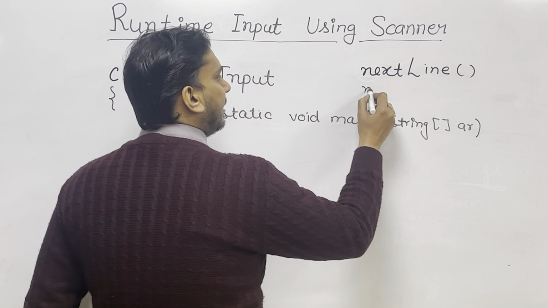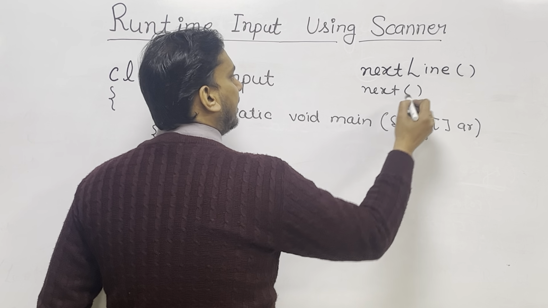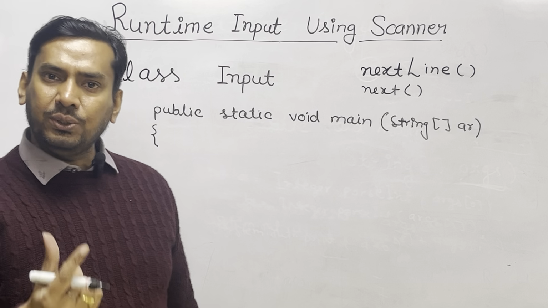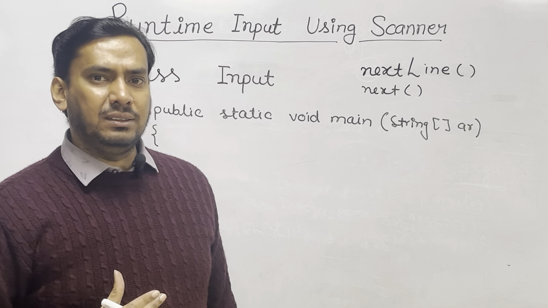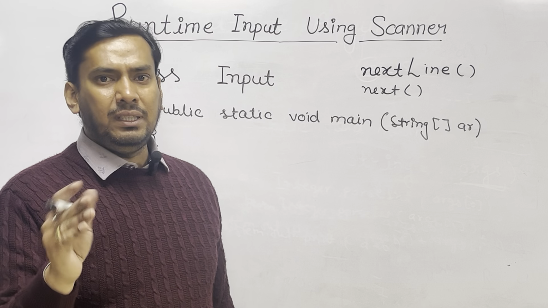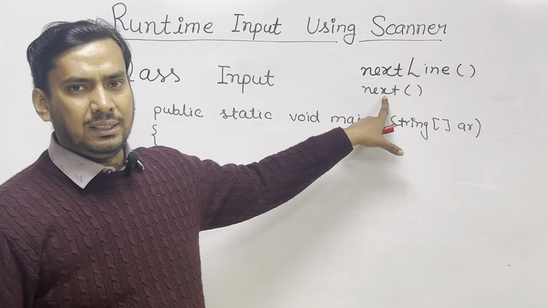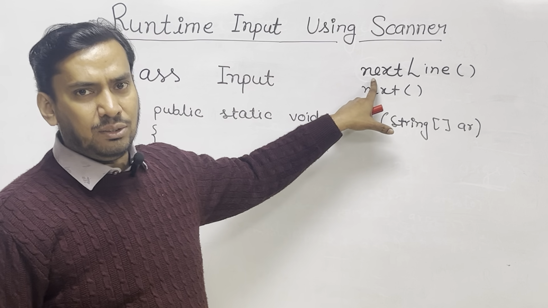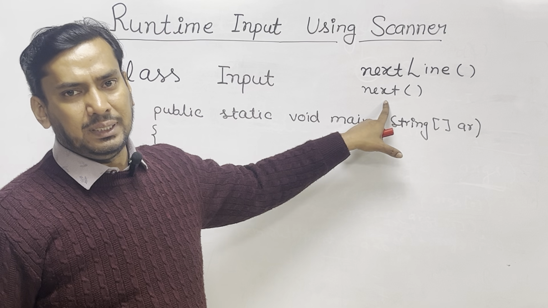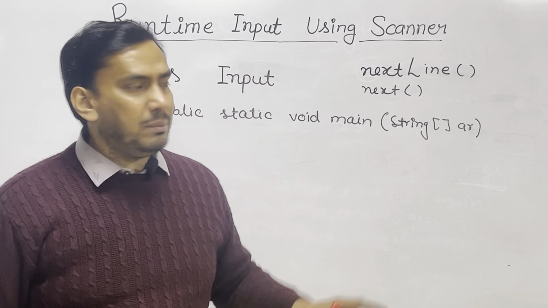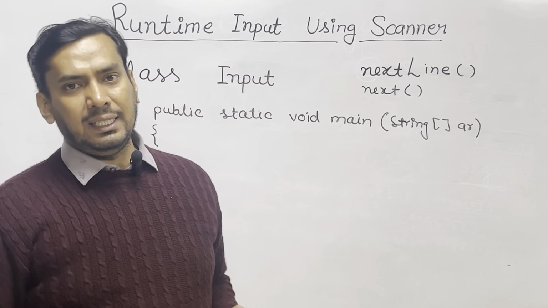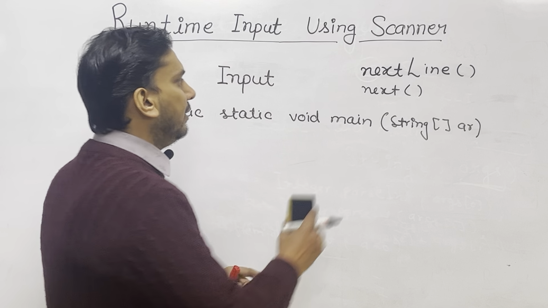And the next method is used to read a single word. If you are sure that there will be a single word, like your section, maybe K1205, that is a single word, so you can use next. You can definitely use nextLine also, but next will be appropriate. But I have to read a name, so I will go with the nextLine method, right?